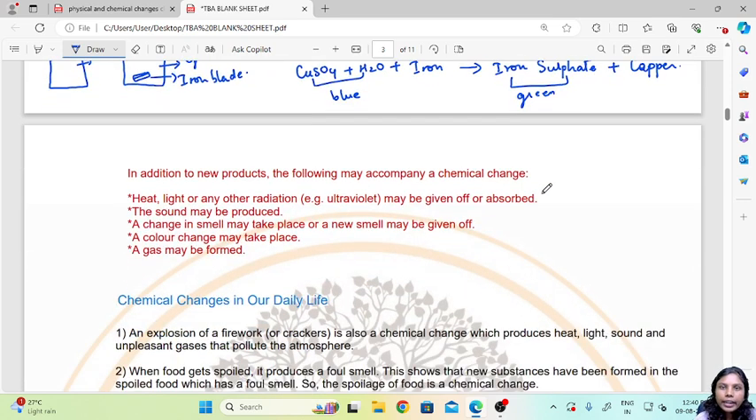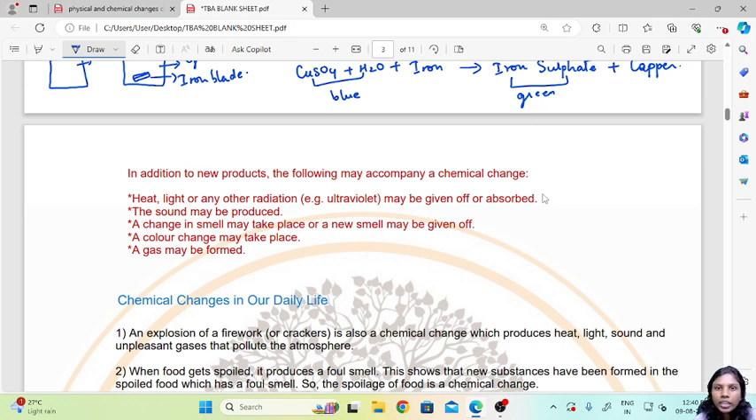Now, in addition to the new products formed, the following may accompany a chemical change. So, heat, light or any other radiation, for example ultraviolet, may be given off or absorbed. Now, when we were burning magnesium, we got a bright light and there was even heat that was given up. Sound may be produced.